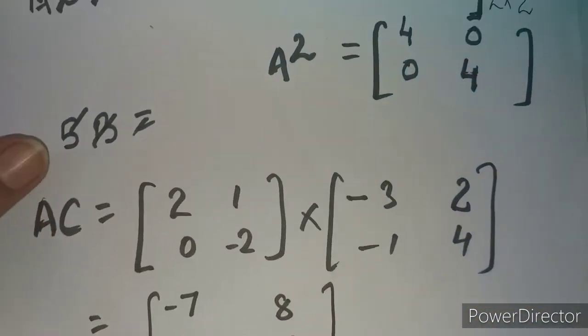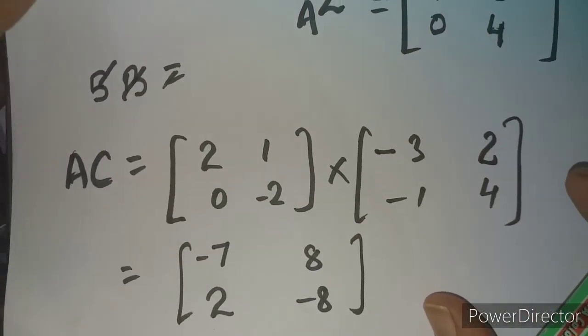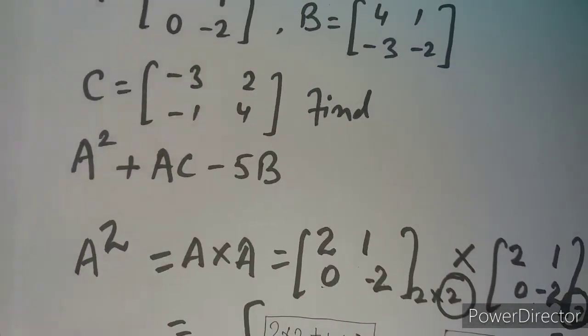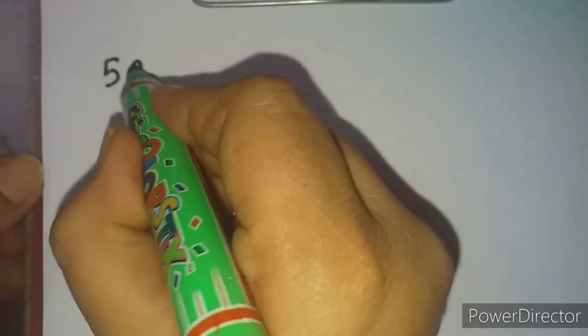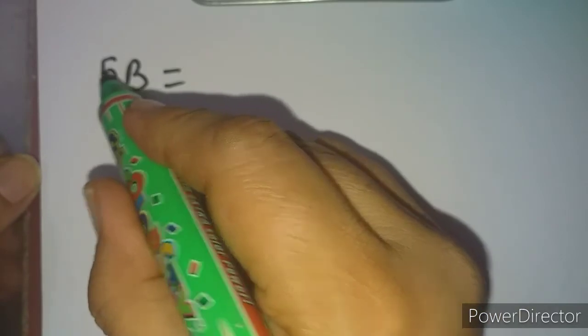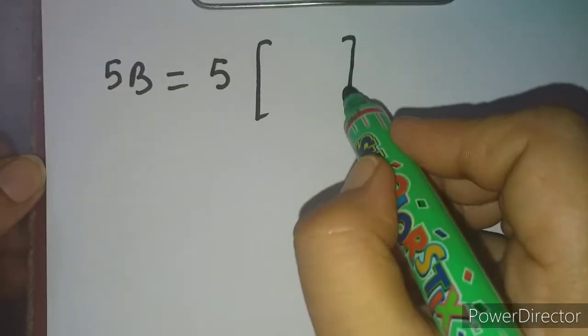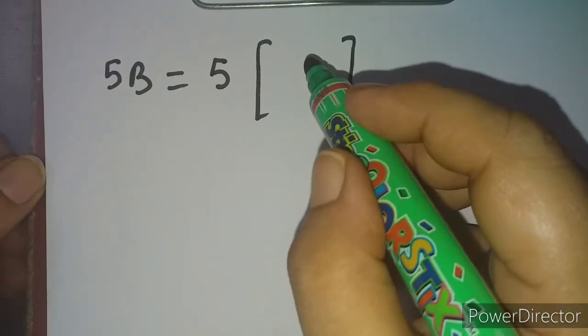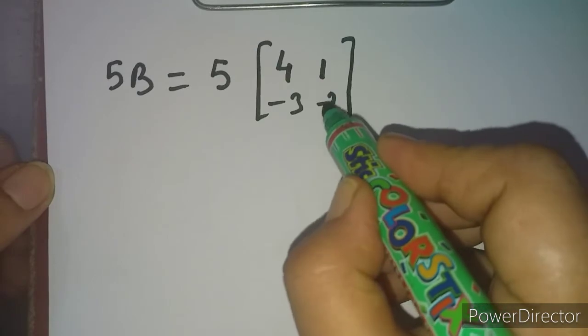Now we need to find what is 5B. Third thing which we need for this question is 5B. Okay, now third thing we need here is 5B. Okay, 5B simply means scalar multiplication. Matrix B will be multiplied with 5. Okay, so what is matrix B here? It is 4 1 minus 3 minus 2.